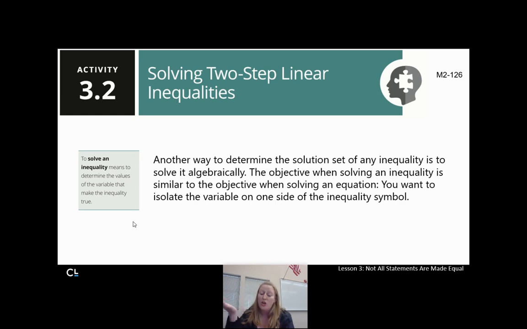Same thing here. When you're solving an inequality, you're just figuring out the values of the variable that would make that inequality true. And so that means the objective when solving an inequality is similar to the objective when solving an equation. You want to isolate the variable on one side of the inequality symbol. You need to get your variable all alone on his own.